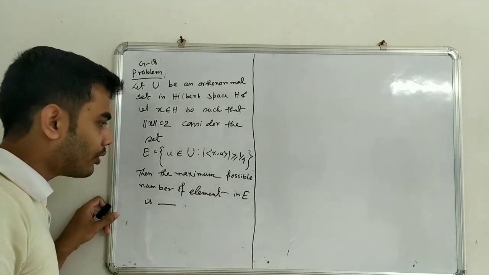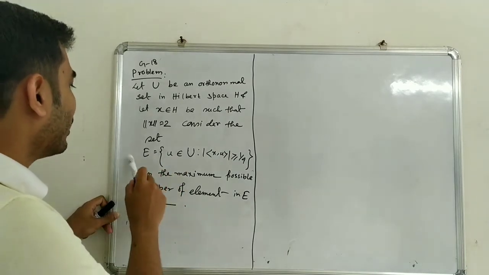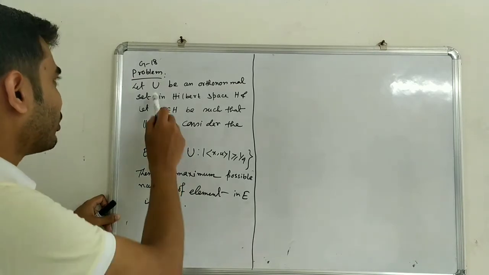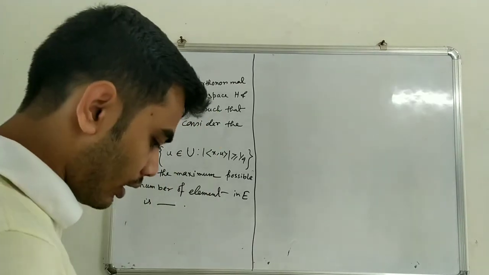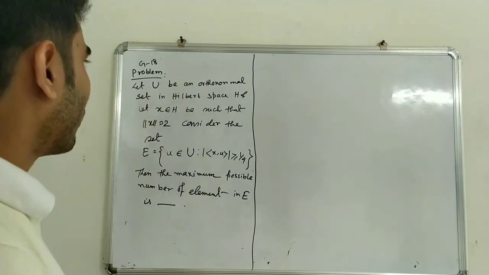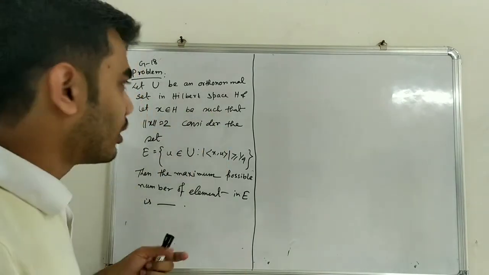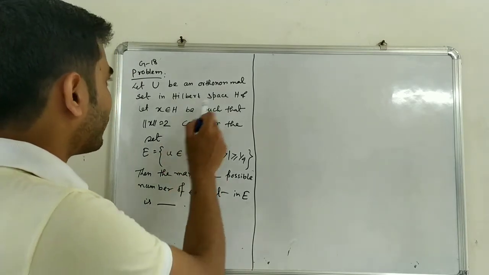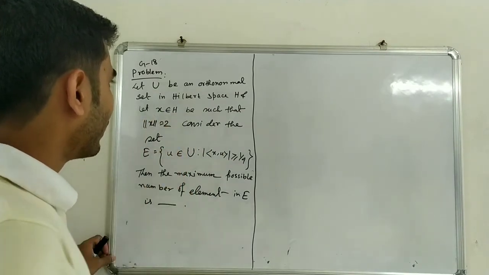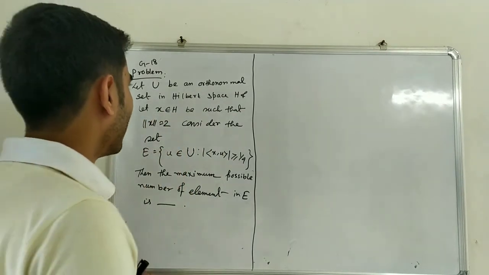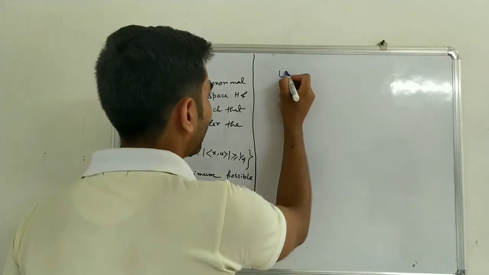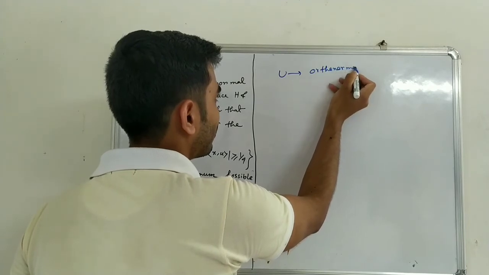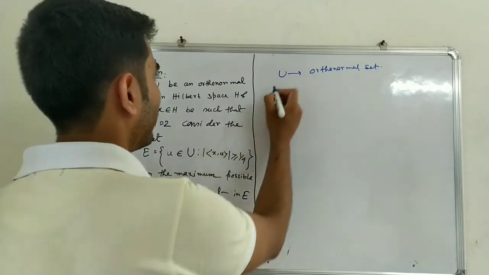So now we have to find the number of elements in the set, the maximum number of elements in the set E. Clear? Here it is also given that U is an orthonormal set in the Hilbert space, and I discussed what a Hilbert space is in the previous video also, and here it is also given that x belongs to H such that norm of x equals 2. Here also given that U is the orthonormal set and small u belongs to U.